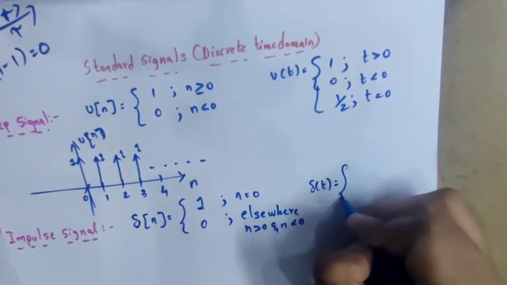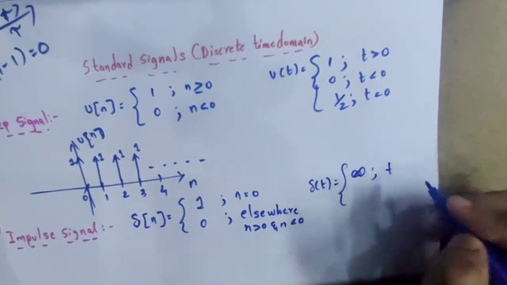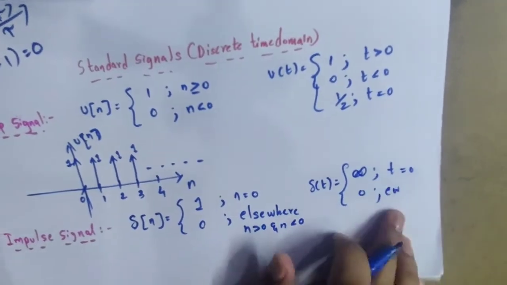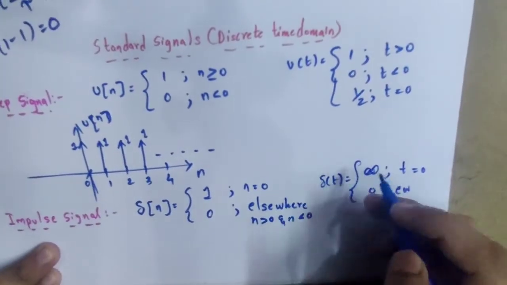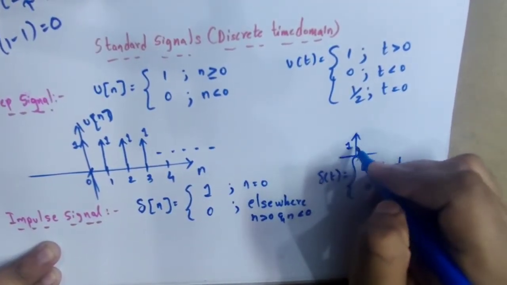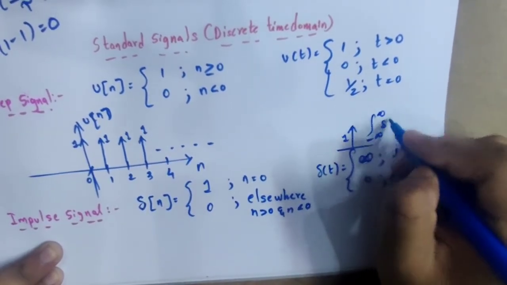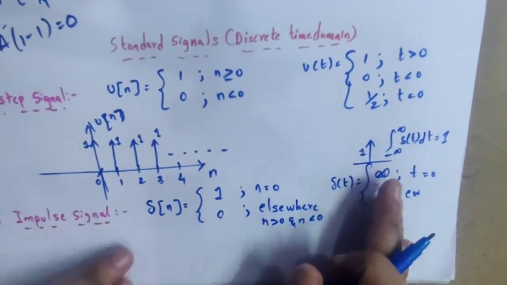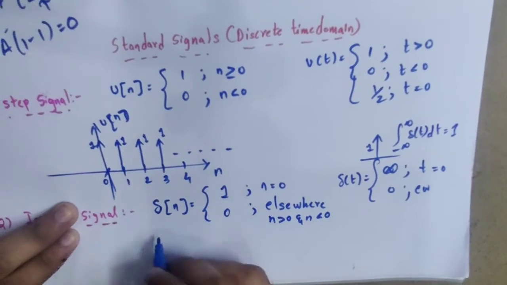Whereas in continuous time domain, how was it defined? Del of t is equal to infinity for t equal to 0. It is 0 elsewhere. This was our continuous time domain. We represented it like this. This was 1 because of the area. As we had also seen, integral from minus infinity to infinity of del of t dt is equal to 1. That is why. Now let us see the representation of this impulse sequence in graphical form.